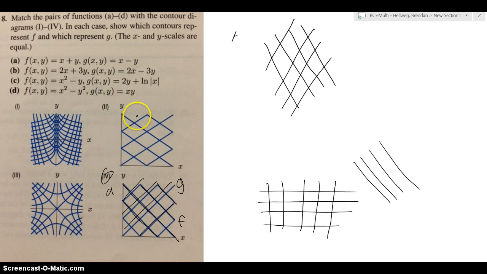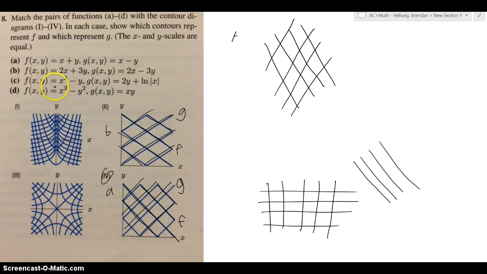Now let's move on to the next one. Just as we did before, we can see that as x increases, z is going to increase, and as y increases, z is also going to increase. So similarly, these are going to be representing f, and these are going to be representing g. Now let's move to the trickier ones.